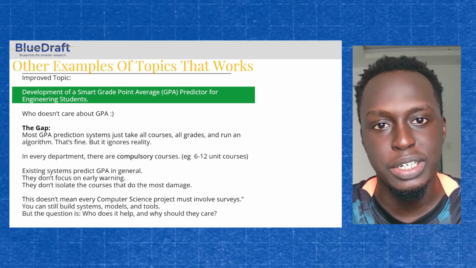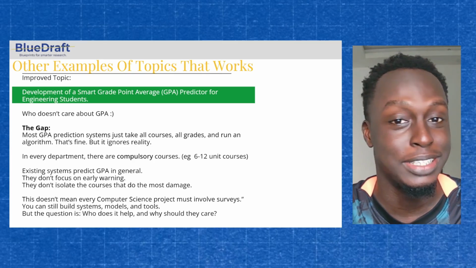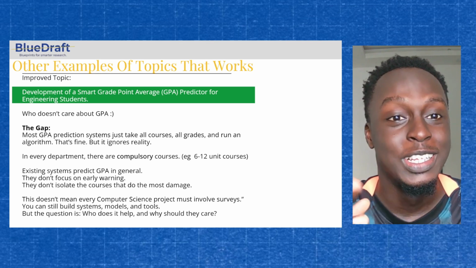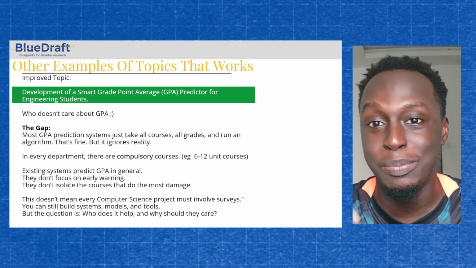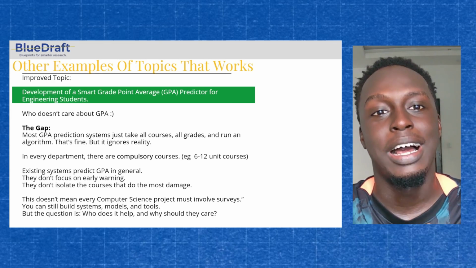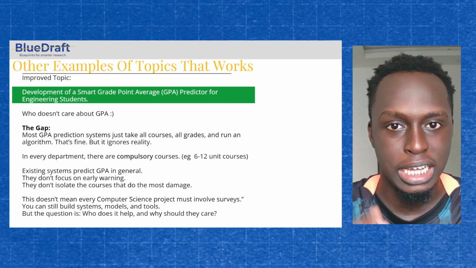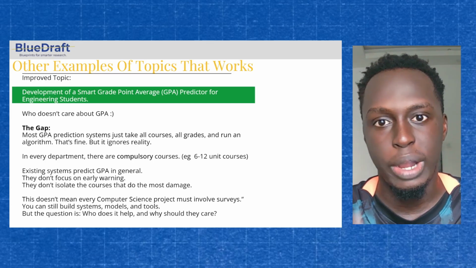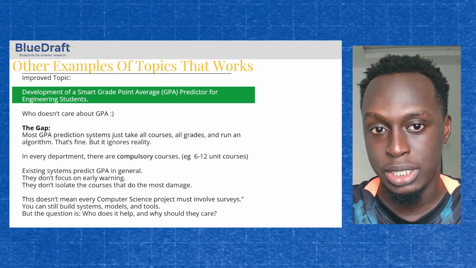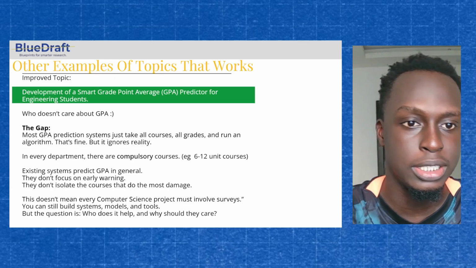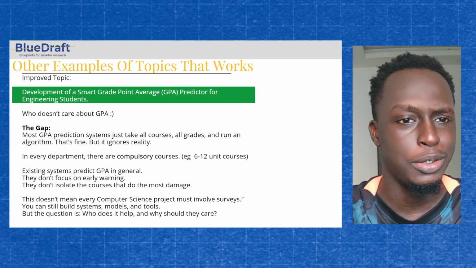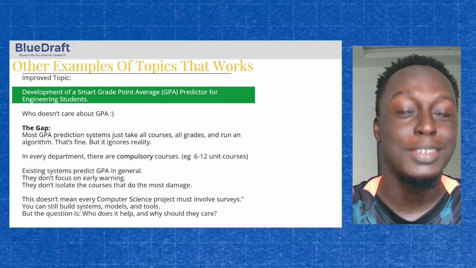Development of a smart grade point average predictor for engineering students. The whole idea is that people care about their GPA, and I'm going to point out the gap so you understand why this works. Most GPA predictor systems take all courses, all grades, and run their algorithm. Do you understand what I'm saying? Sorry, I don't speak English very well, I am speaking English 50-50.